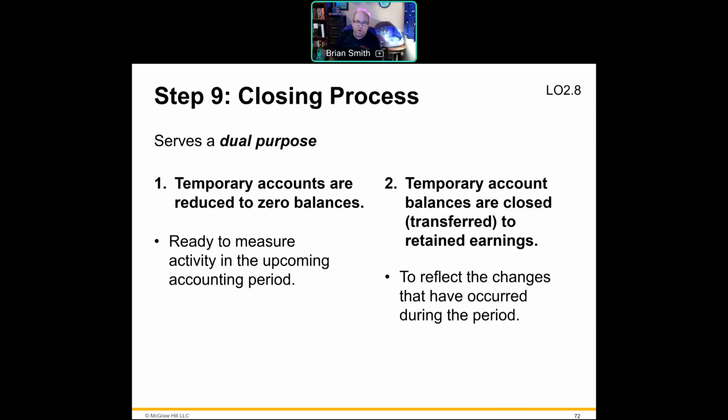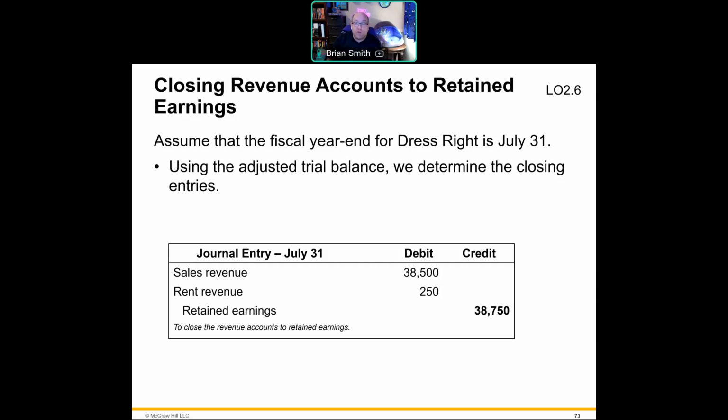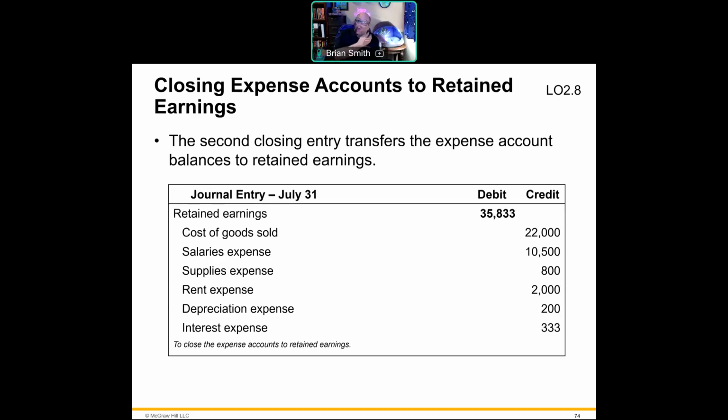Closing, remember to close all temporary accounts, reducing them to 0, closing them to the income summary, and then eventually to retained earnings. Oh, it says temporary accounts balances are closed to the retained earnings. Okay, let's do it. This book's a little different. That's fine. Either way is fine. Assume that financial year ends here, sales revenue, rent revenue close to retained earnings. And then our credit to all of our expenses, debiting retained earnings.